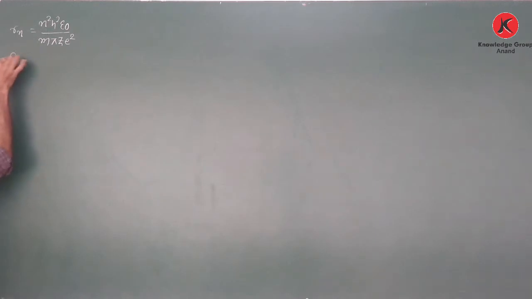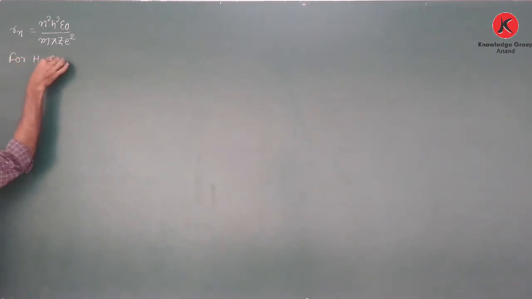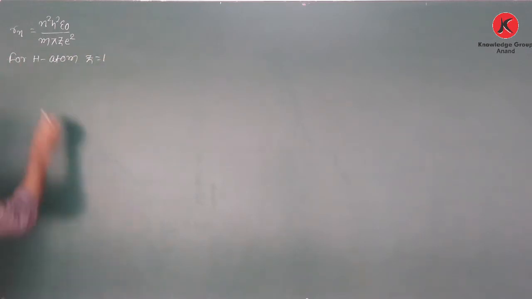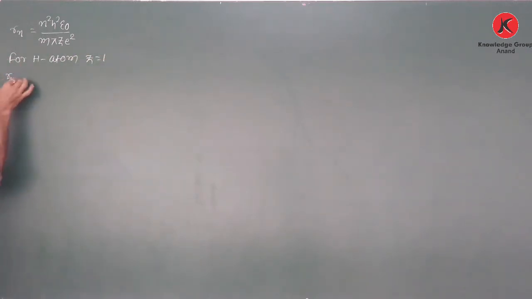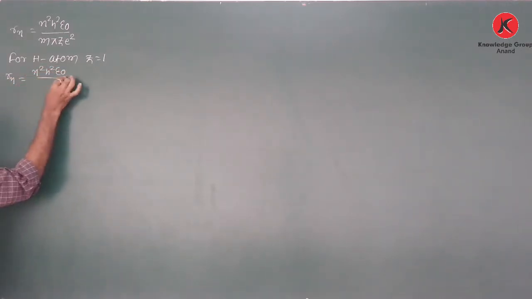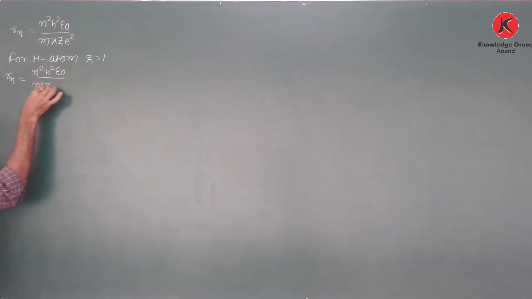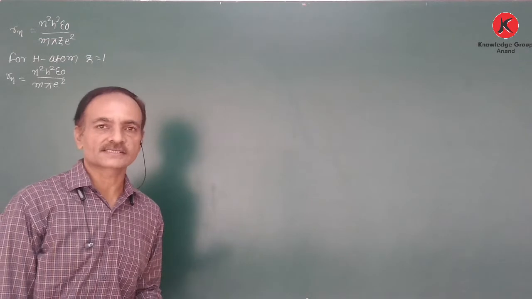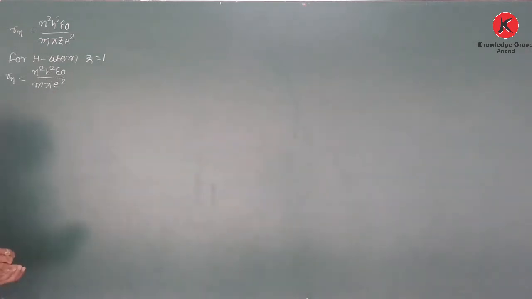Now for hydrogen atom, substitute Z is equal to 1. Therefore, rn is equal to n square h square epsilon 0 upon pi m e square. The size of the innermost orbit of the atom is known as the Bohr radius and is represented by a0.